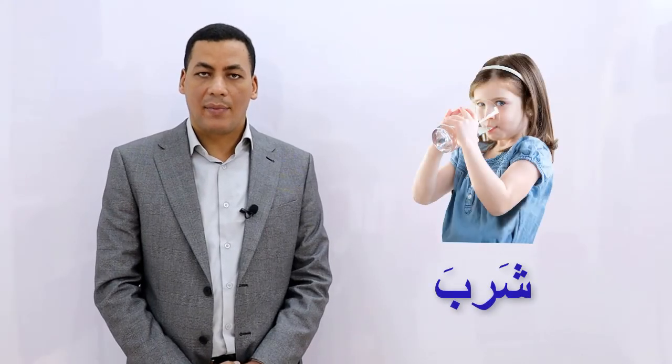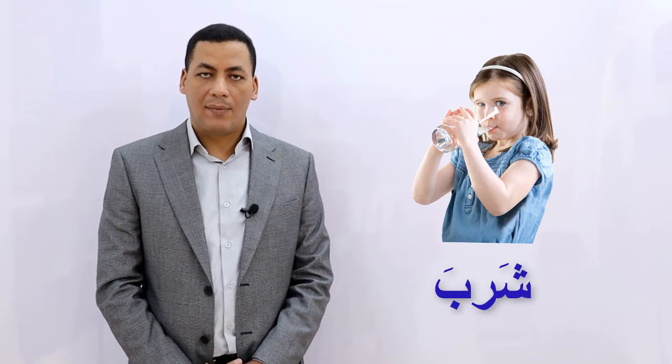For your homework, please try to conjugate this verb with the pronouns and write this in the comments below. The verb is shariba. Shariba means to drink. Try to do this, and I see you next time.